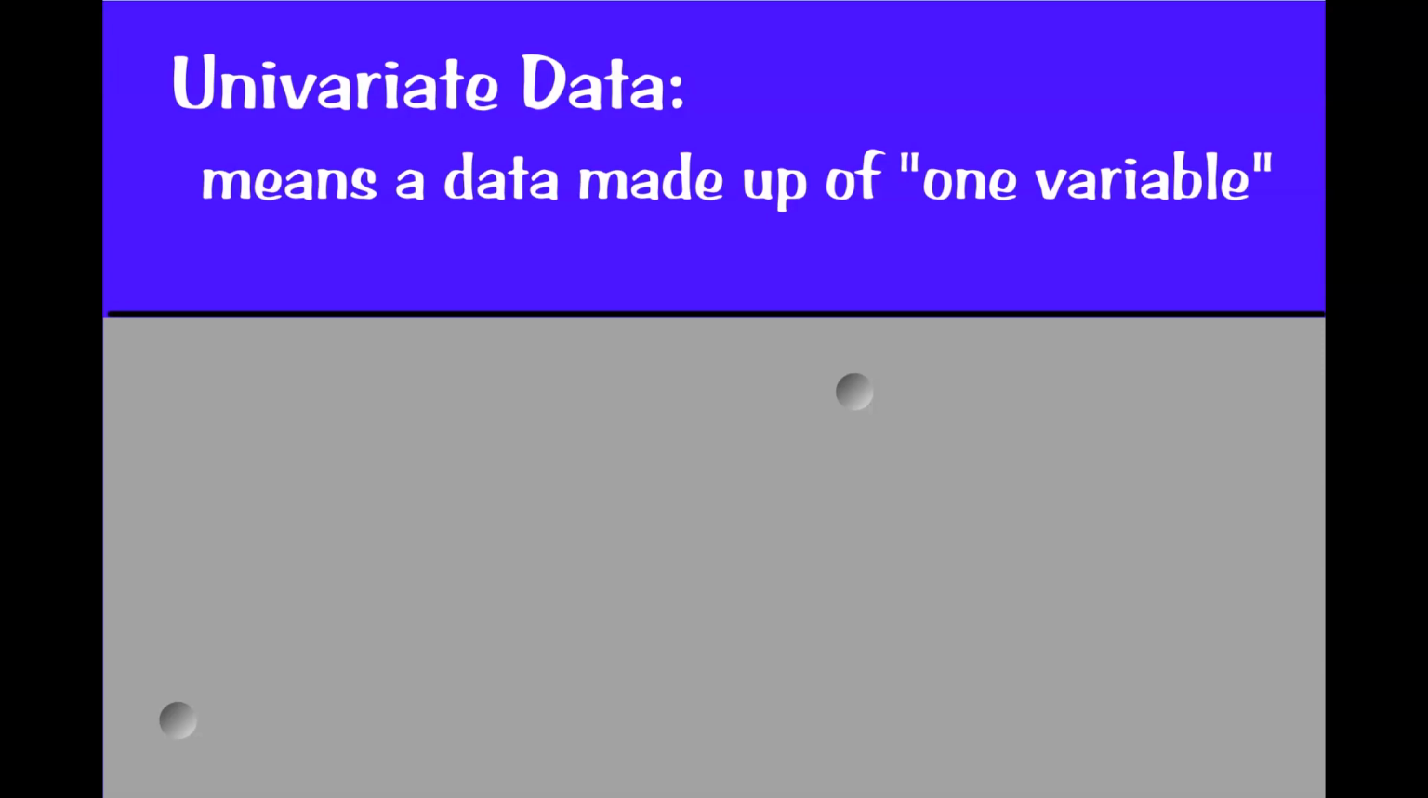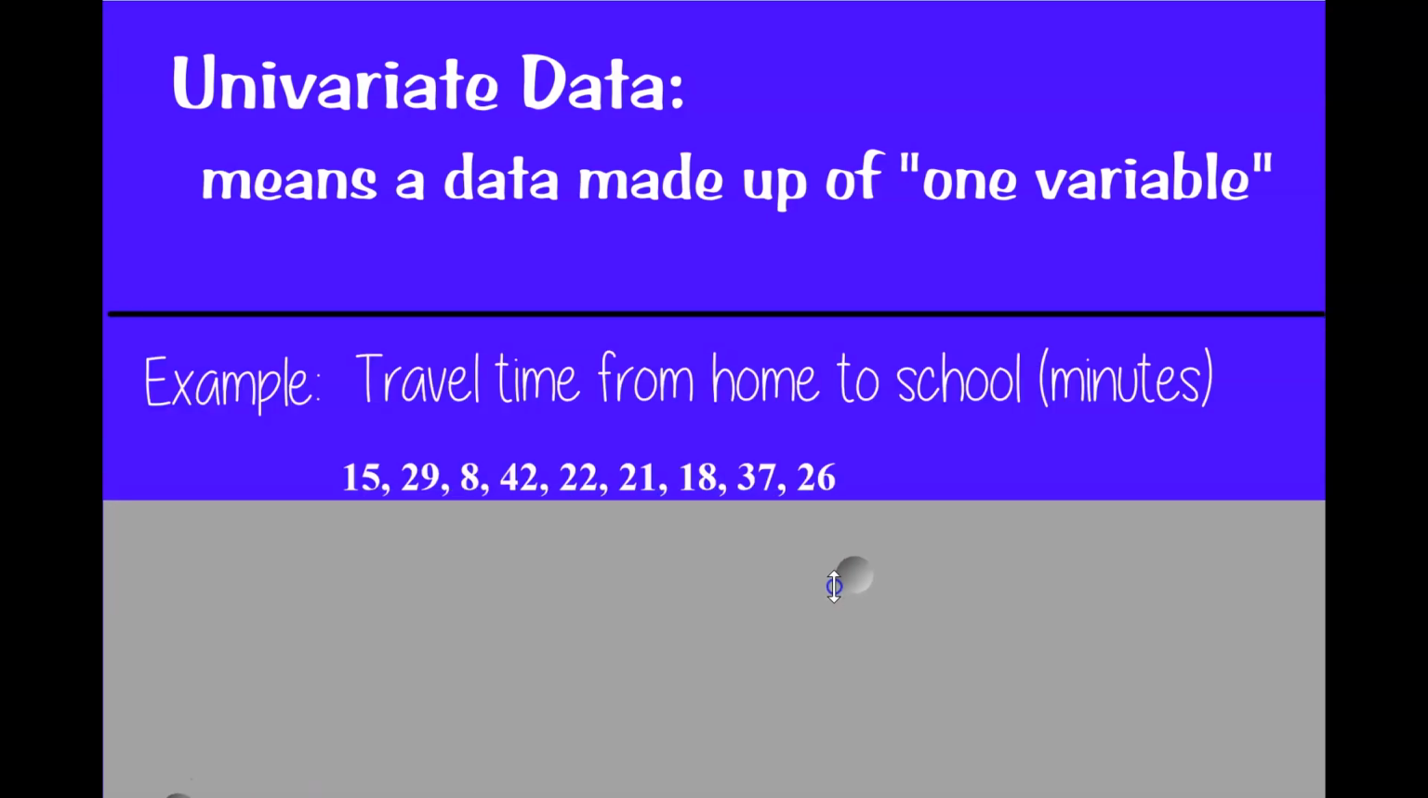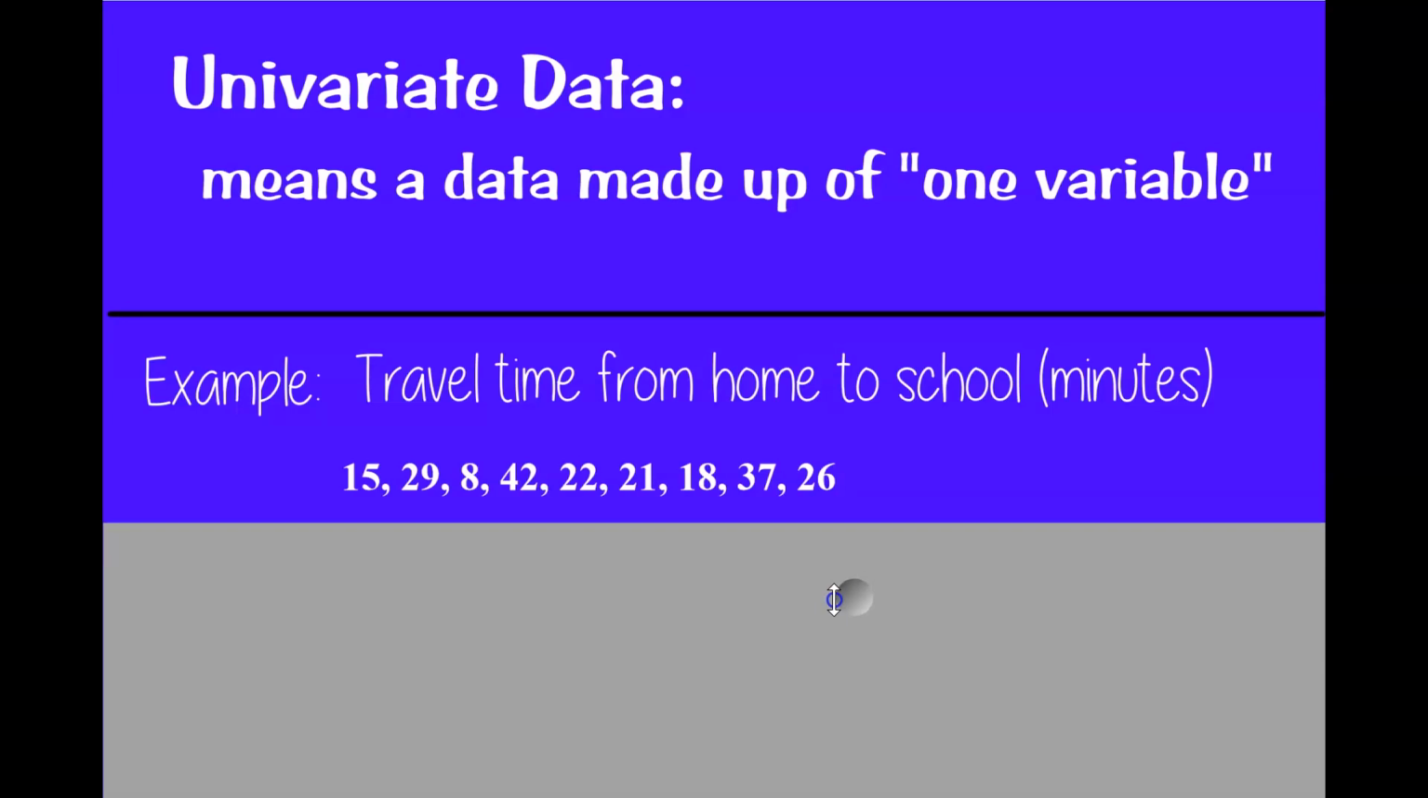And remember, the prefix uni usually means one. So in this case, it's talking about a data set that's made up of one variable. An example of one variable or univariate data would be if somebody were to ask the question, how long does it take for you to get to school?